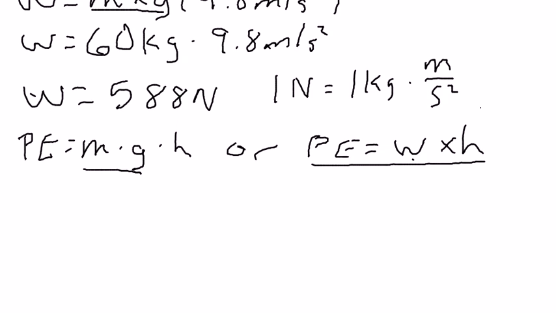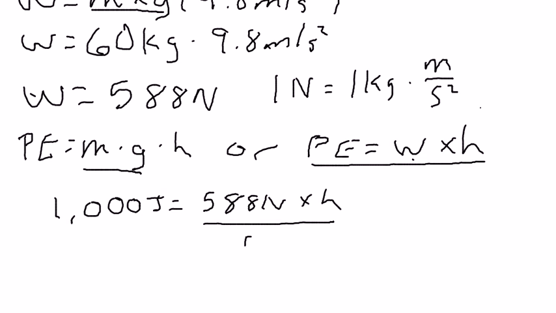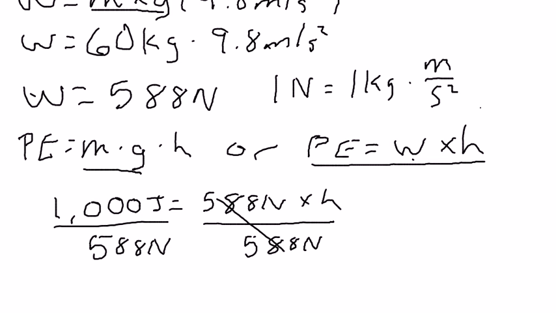So, we're going to plug in everything that we know, and we know that our potential energy is 1,000 joules, and we know that it's equal to our weight, which we just solved for, is 588 newtons, times an unknown height. Now, it's a very simple algebra problem from here. We're going to divide both sides by 588, and when you divide these out, you guys are going to get 1.7 meters is equal to our height.